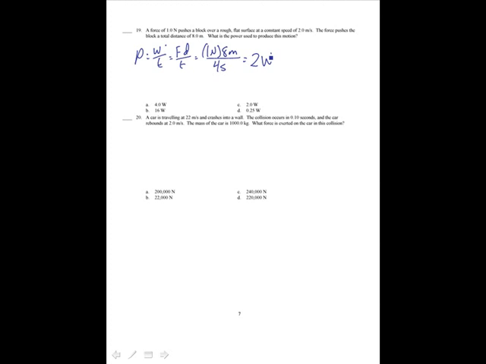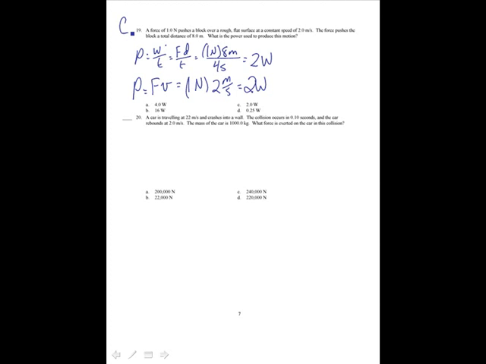Another way to do this, if you recall from the homework, is that power is equal to force times velocity. That's 1 Newton times my speed, which is 2 meters per second. That's going to be 2 watts. So the answer is 2 watts, C.